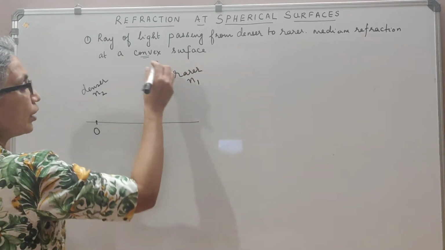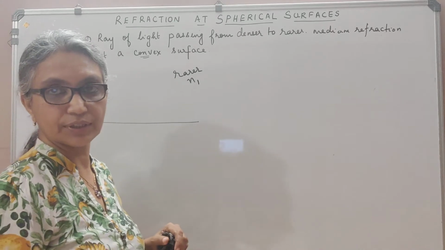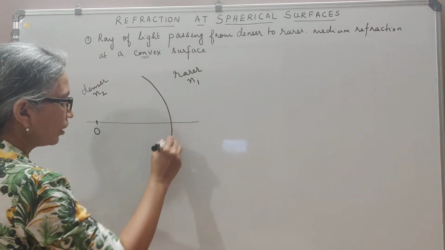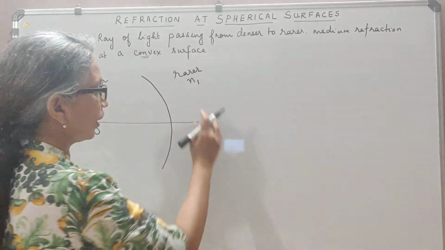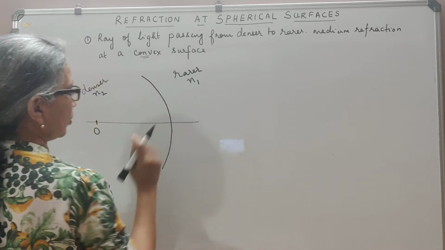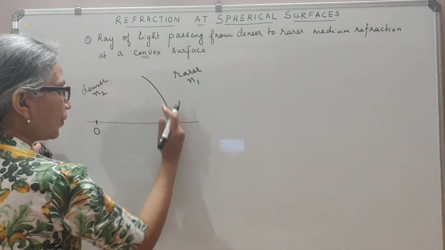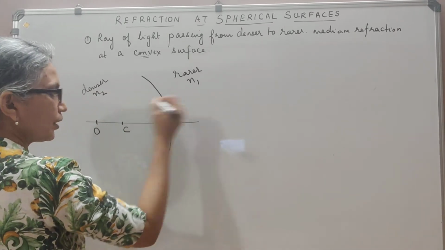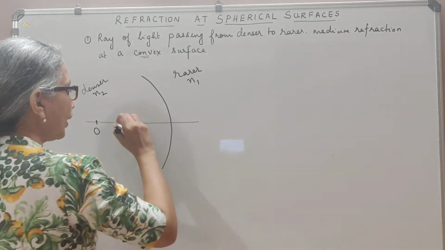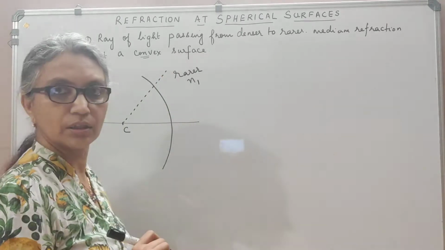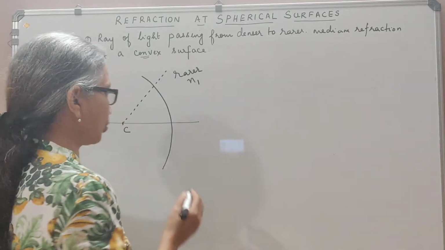Now refraction is still occurring at convex surface, right? So I need to look from the rarer side and make sure that my surface bulges out. So I told you convex is when you look from the rarer side, it's bulging out. So since this is part of a sphere like this, the center of curvature must lie on this side, not on the other side. Now any line that I may draw through the center of curvature happens to be the normal because that's the radius of curvature.